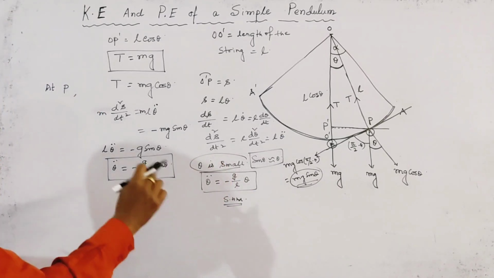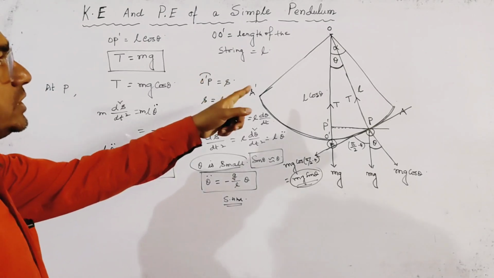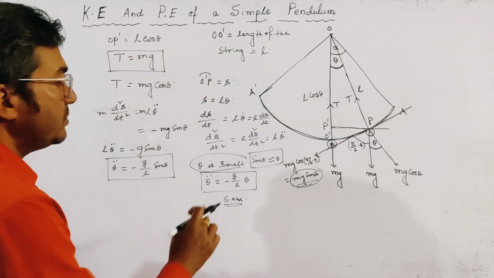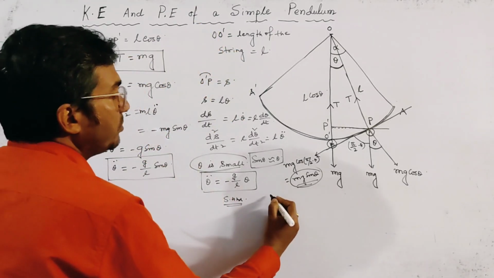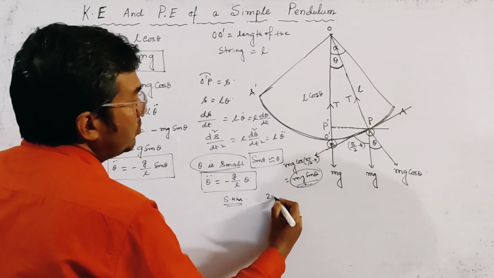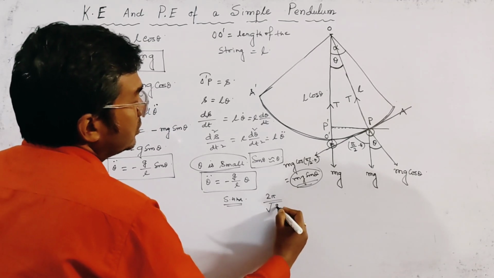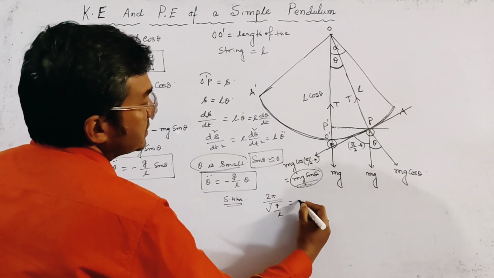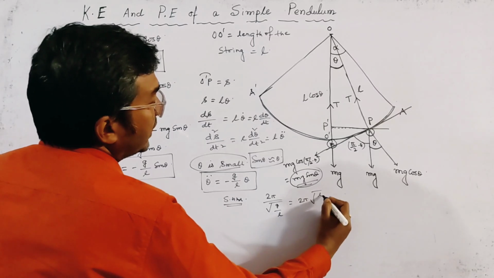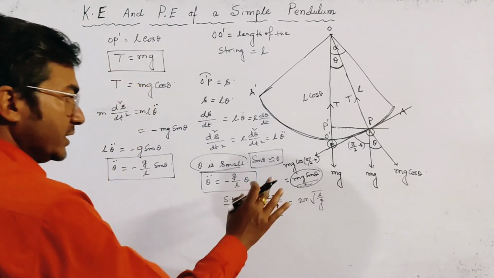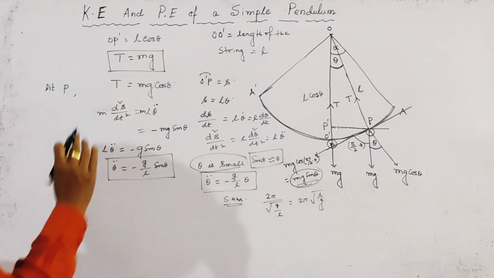Okay, so for this reason we say that the motion of a simple pendulum is simple harmonic motion with period of oscillation 2 pi by root g by L, and this is given by 2 pi into root over L by g. Okay, this is one part of this topic.